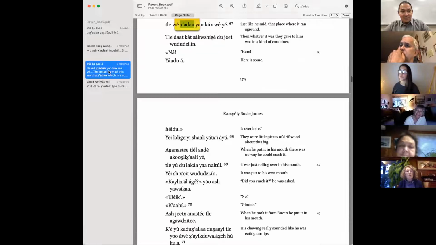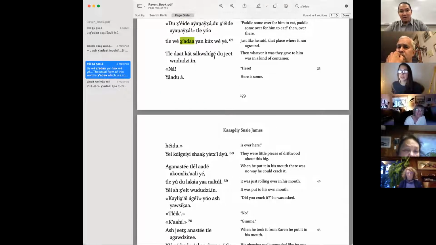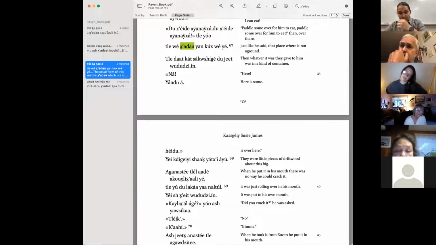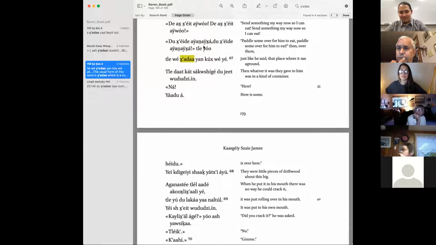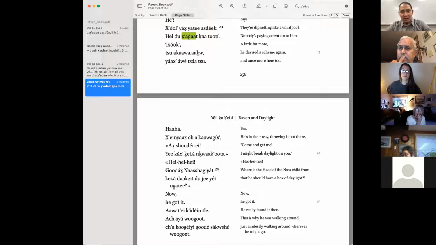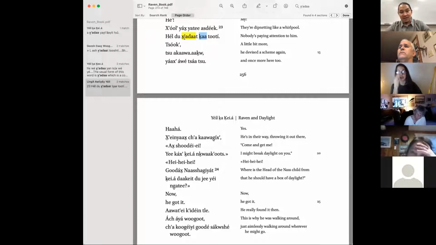Okay. Let's try and find another example. So here we've got that place where it ran aground. There's a bunch of stuff going on in this sentence. This is the Susie James sentence, which means it's probably going to be a champion sentence. And then here's another one. In this case, we see the tuti. Again, this is an object pronoun, so we're not paying attention to you. So we're seeing it pop up here.